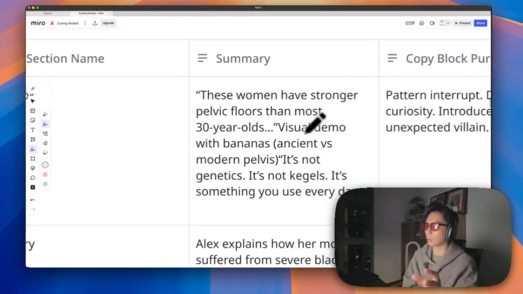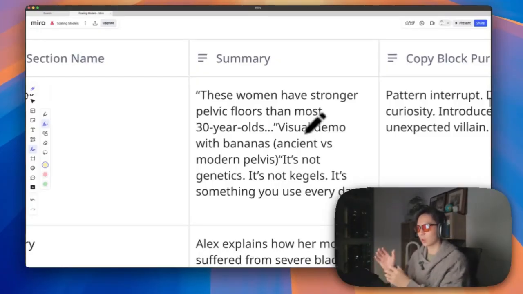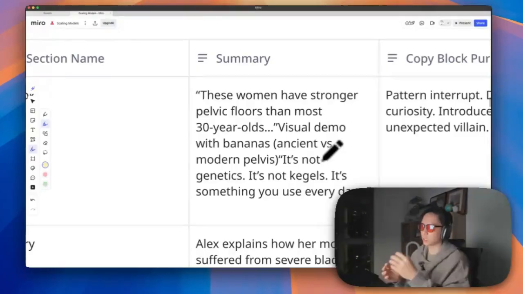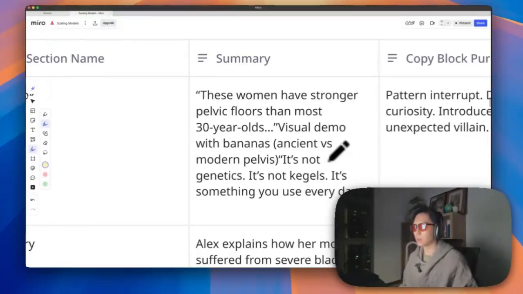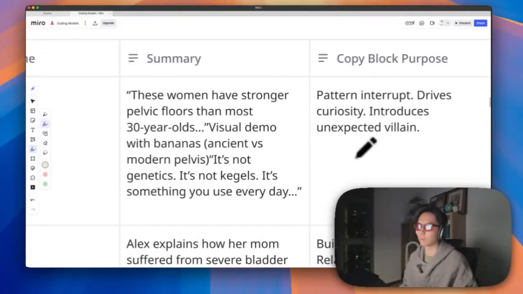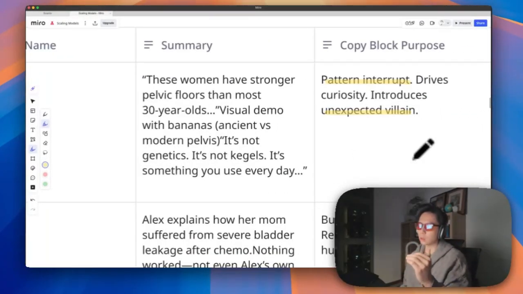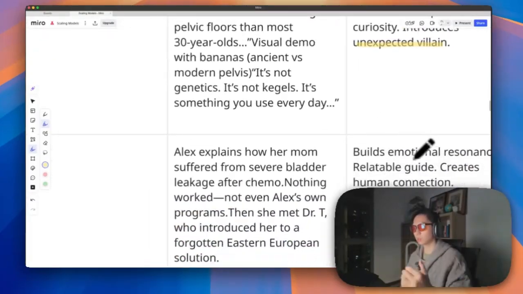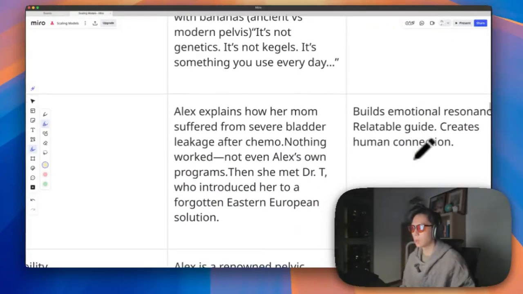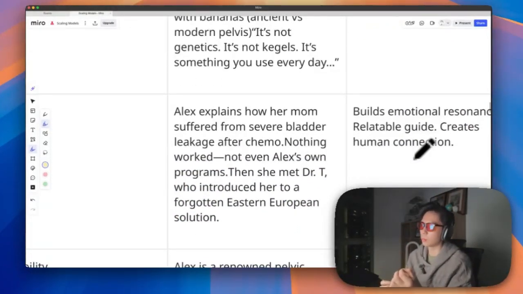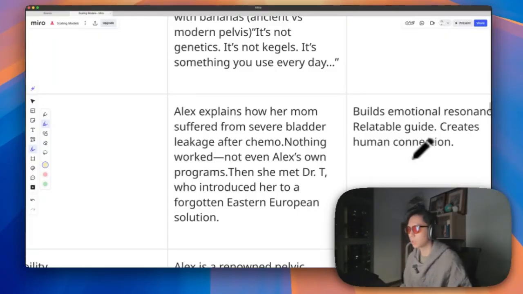And she uses a visual demonstration with bananas, right? So showing a ripe banana and a rotten banana. And it's the difference between the ancient pelvis versus the modern pelvis. And she mentions how it's not genetics, it's not Kegels, it's something you use every day. So most VSLs tend to go against the conventional wisdom, so that is how they keep people watching. They essentially attribute the unique mechanism of the problem to something else.